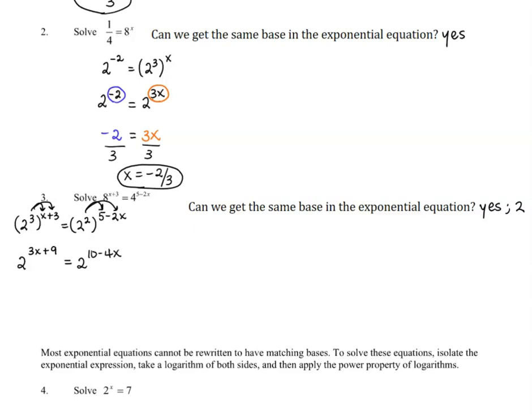Now that we have our equation written with the same base on both sides of the equation, we are ready to come in and apply the exponential one-to-one property that tells us if 2 to the 3x plus 9 is equal to 2 to the 10 minus 4x, then those exponents of 3x plus 9 and 10 minus 4x must be equal to each other. And now we're ready to continue solving this equation to get that x is equal to 1/7.